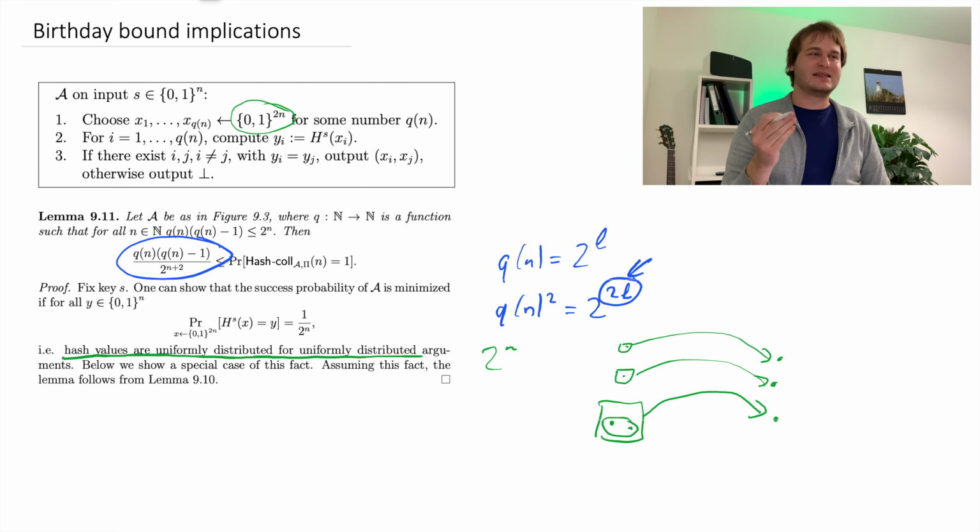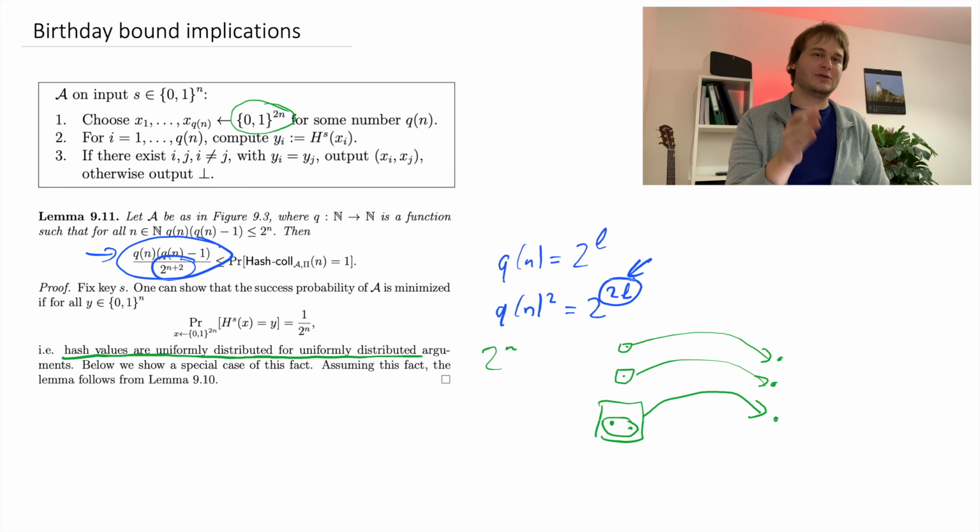So in theory, this doesn't break anything, right? Because this probability here, q(n) times q(n) minus 1 over 2 to the n plus 2, that's still negligible. So q(n) is just some polynomial if I have a polynomial time adversary, and we divide by something that's super polynomial. So this doesn't really change anything in theory. That's still negligible. However, in practice, this has very important implications, because in practice we can't just say, oh, it's negligible.